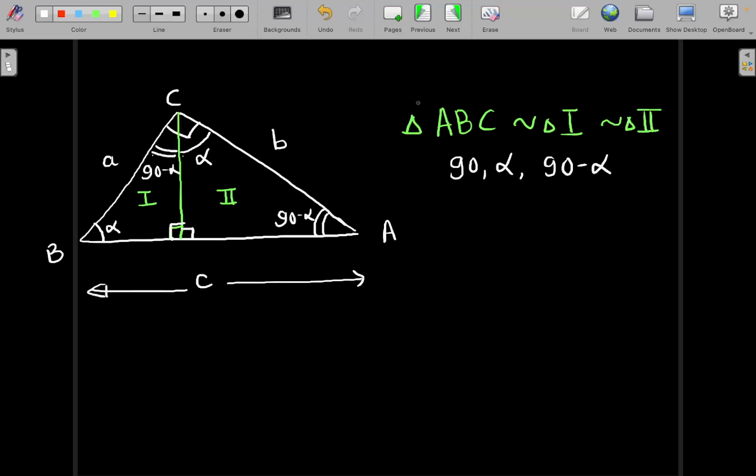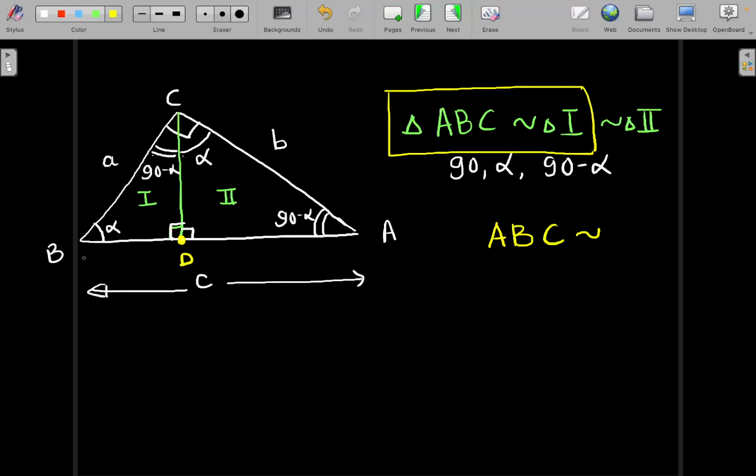Now let us look for the consequence of the mother being similar to the first daughter, and I shall write it down very carefully. This is the mother triangle ABC, and it is similar to daughter number 1. Let me look at the daughter triangle, but let's call this point D, this side small d, and this side small e.